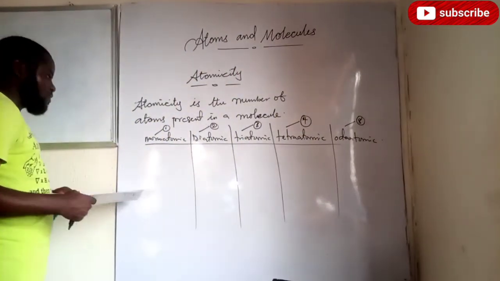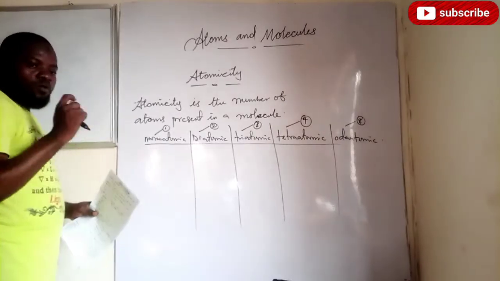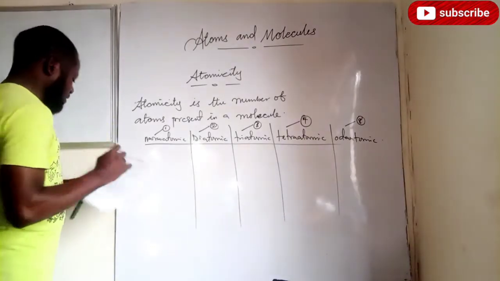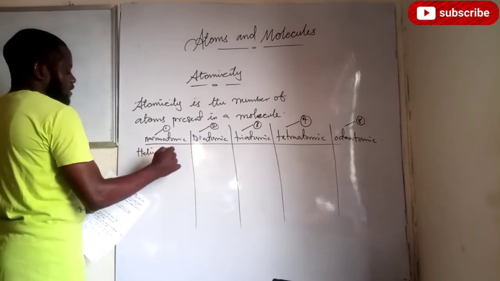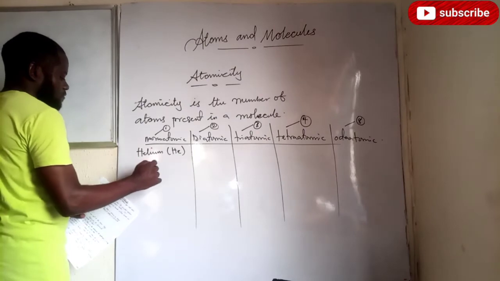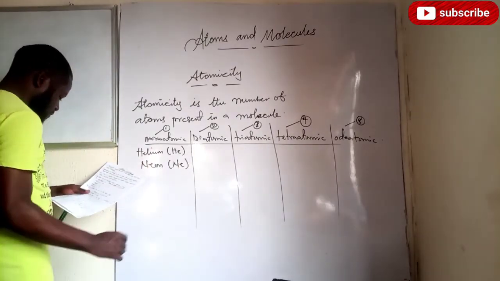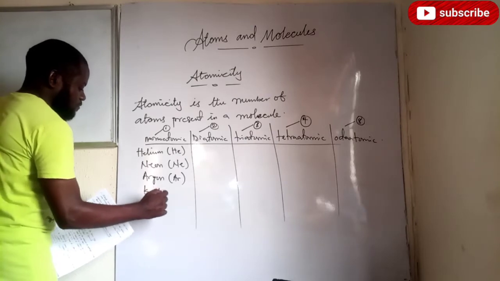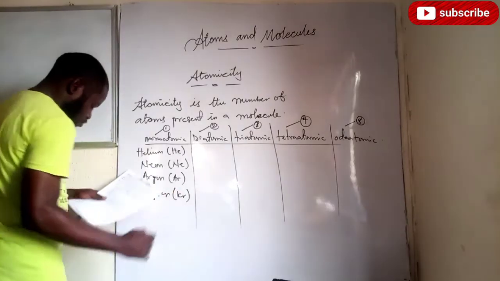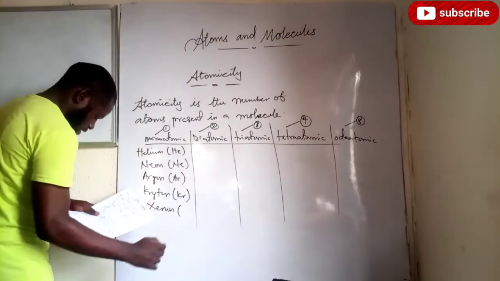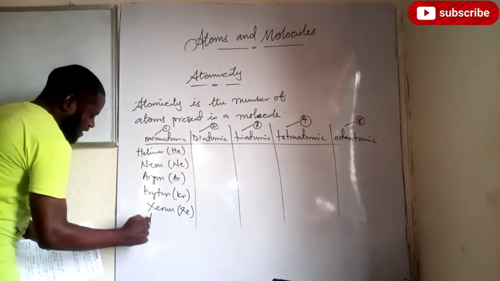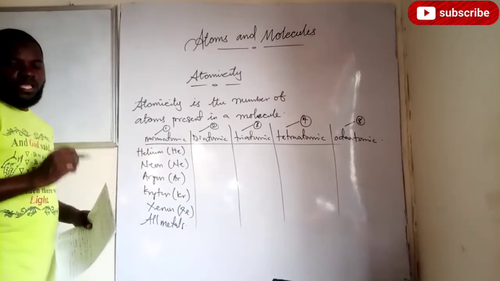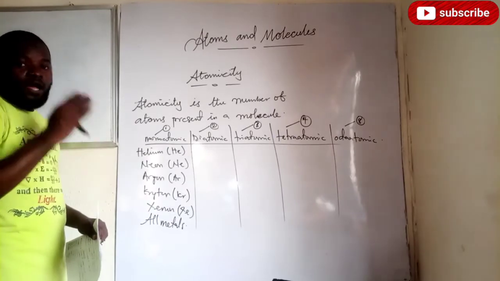Now, when you talk about monoatomic, we are talking about those atoms whose one atom makes up their molecule. Are we together now? That is helium, for example. Helium is monoatomic. Neon is also monoatomic. Argon is also monoatomic. Krypton is also monoatomic. Xenon is monoatomic. And all metals are monoatomic. Are we together now? Noble gases are also monoatomic.